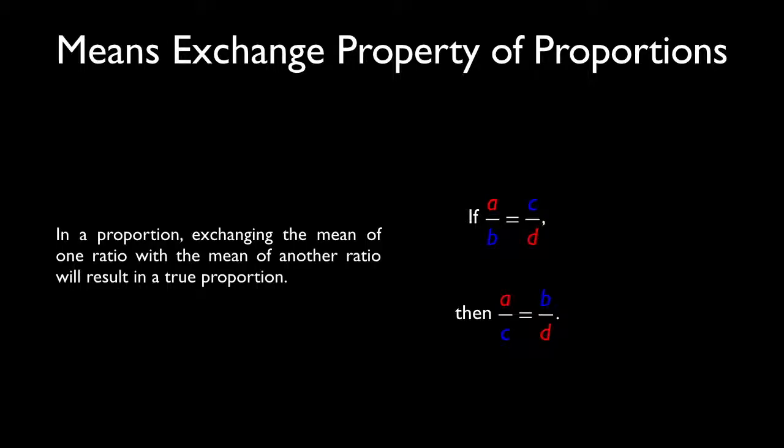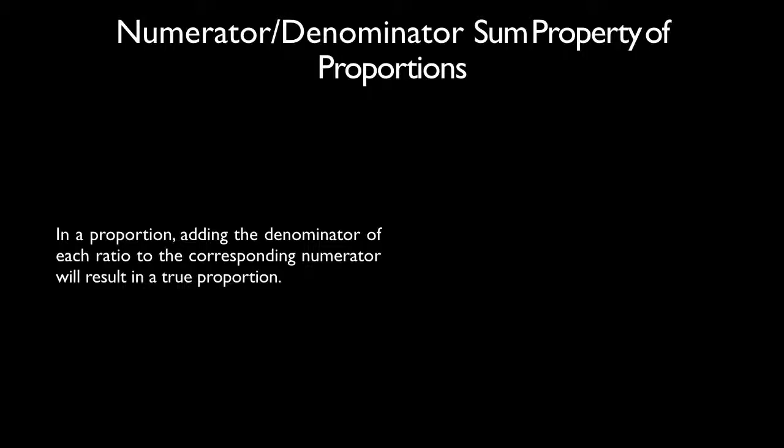And our final property of proportions I like to call the numerator-denominator sum property of proportions. And this says that you can add the denominator of each ratio to the corresponding numerator and still have a true proportion. It sounds crazy, but what that means is this. If A over B is equal to C over D, then A plus B over B is equal to C plus D over D. In our numerators, we've just added the two denominators.